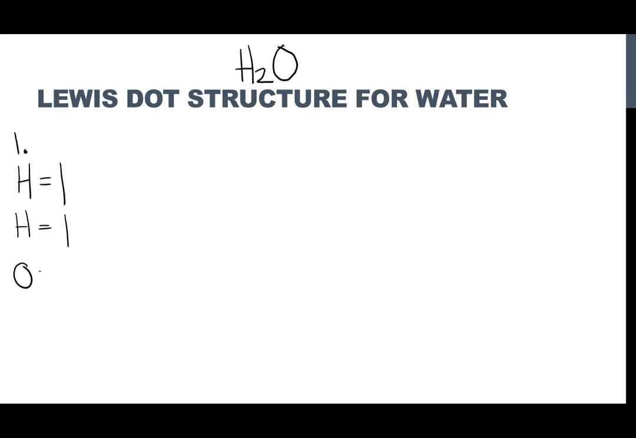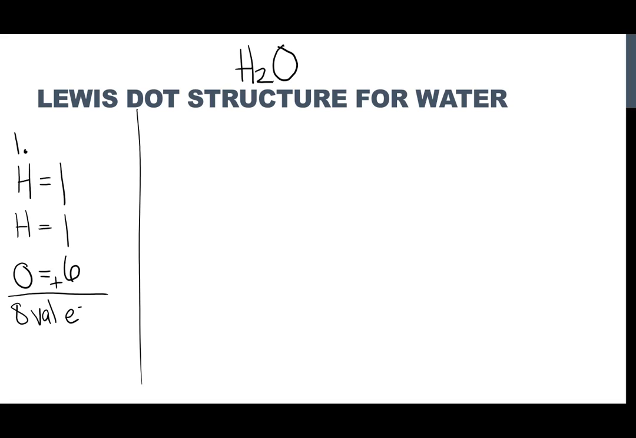And then oxygen, looking at the periodic table, he's in 16 or 6A. So oxygen is going to bring 6 valence electrons to the party. So we add these all together, and we've got 8 valence electrons at the party, or 8 valence electrons at our disposal.